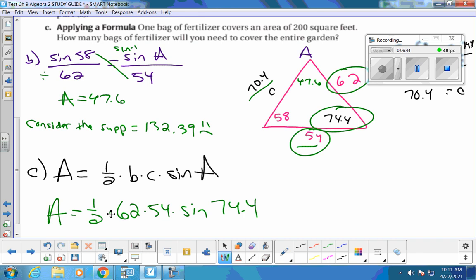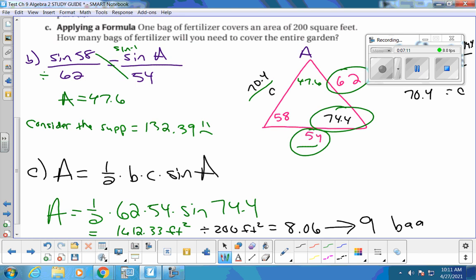I must not have written that down. Oh yeah, I did write that on my paper. 1612.33. So the area is 1612.33 feet squared. We're going to divide by 200 because each bag covers 200 square feet. Let's see how many bags we need. We need 8.06 bags, so I better buy 9 bags of fertilizer because 8 won't be enough. So you have to round up to 9 bags. Hey, did any group get that yesterday when you were working together?